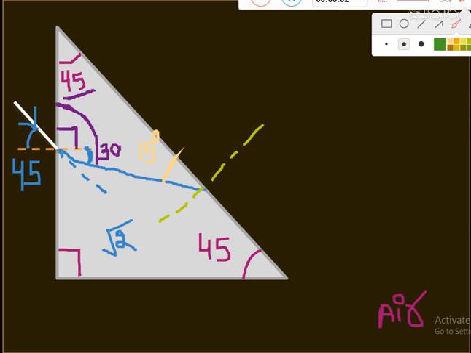So angle of incidence will be this angle which is made by the ray with the normal, and this angle will be 90. So incident angle will be equal to 90 minus 15, that is 75. So students, you have to find this angle. Most of the students have not calculated this angle. So this is 75.